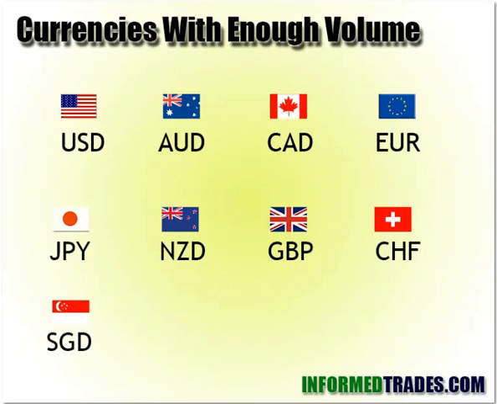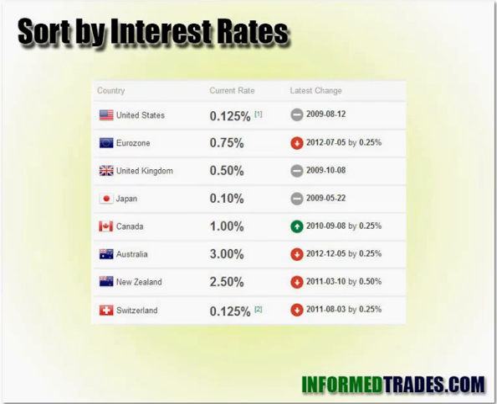Okay, currencies with enough volume. These are the 9 currencies we'll limit ourselves to: US dollar, Australian dollar, Canadian dollar, euro, Japanese yen, New Zealand dollar, British pound, Swiss franc, Singapore dollar. We can ignore everything else. These 9 currencies have sufficient trading volume where chart patterns will hold up and work out reasonably well. And the spreads will also be sufficiently low so that the cost of trading is pretty low as well.